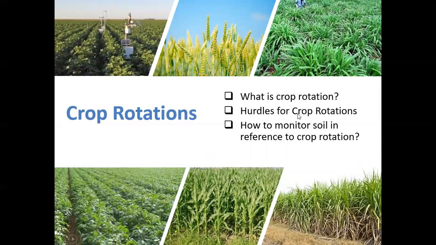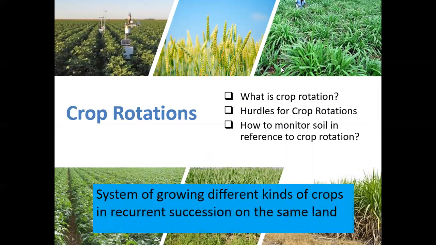क्रॉप रोटेशन है क्या? क्रॉप रोटेशन ये है कि आपने पहले कॉटन लगाई है, फिर आप गंदम लगा लें, फिर आप चारा लगा लें, फिर गन्ना लगा लें, फिर मेज लगा लें, फिर आप आलू लगा लें. तो ये क्रॉप रोटेशन है कि एक ही फील्ड के अंदर आपने डिफरेंट क्रॉप्स ग्रो करनी. सिस्टम ऑफ ग्रोइंग डिफरेंट काइंड्स ऑफ क्रॉप्स इन रिकरेंट सक्सेशन ऑन द सेम लैंड. एक ही लैंड के ऊपर आपने डिफरेंट क्रॉप्स ग्रो करनी हैं इन सक्सेशन.